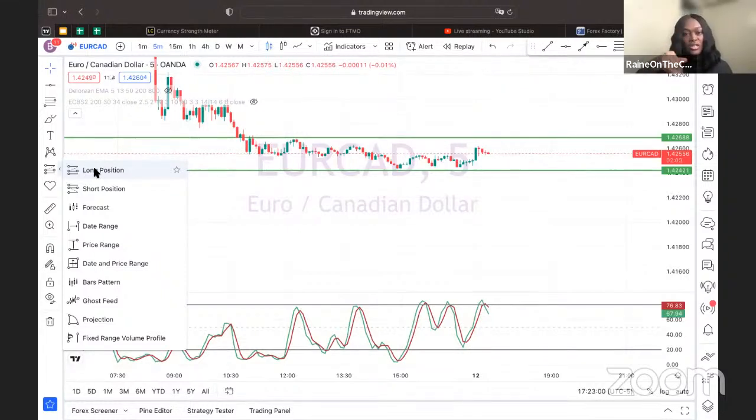Going short is when you anticipate the market is going down. So if you go long the market, you're looking for buys. If you're going short the market, you're looking for sells, right?